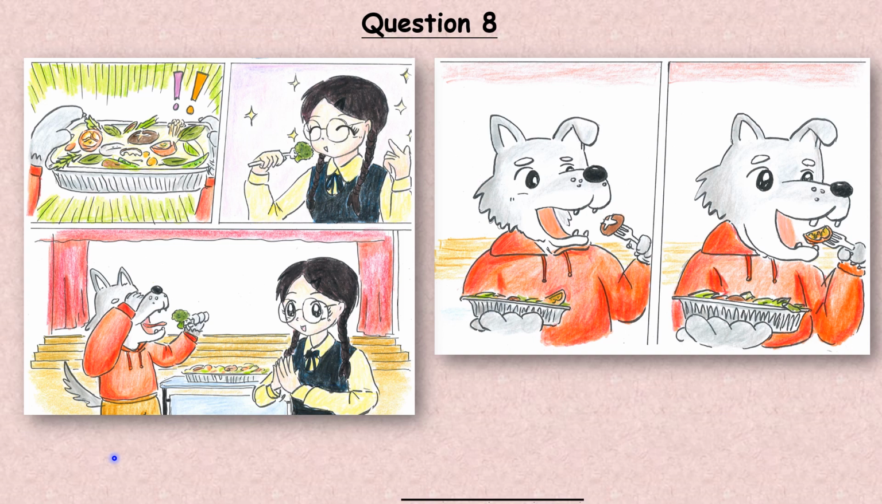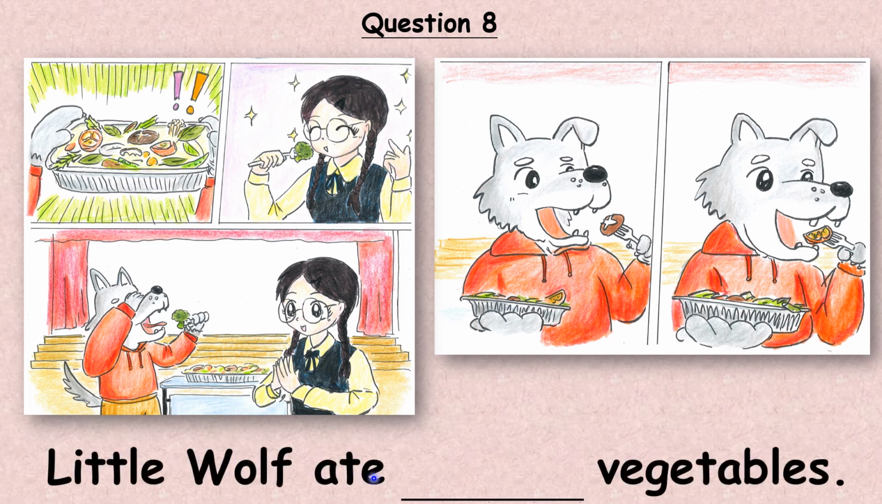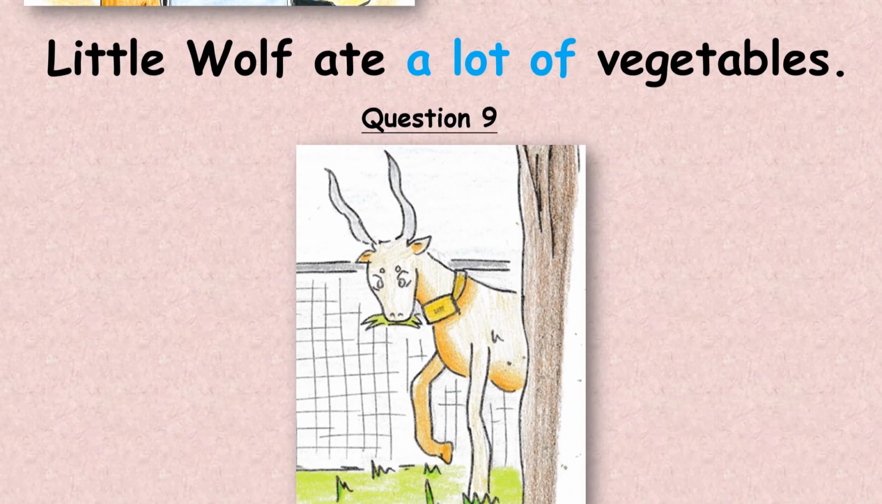Question 8. Little Wolf ate blank vegetables. Here are the vegetables. What is the answer? A lot of vegetables. Eating all these vegetables is a lot, and we can count vegetables too.